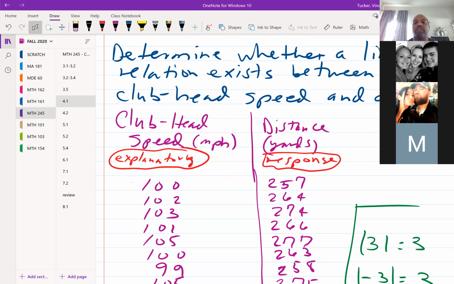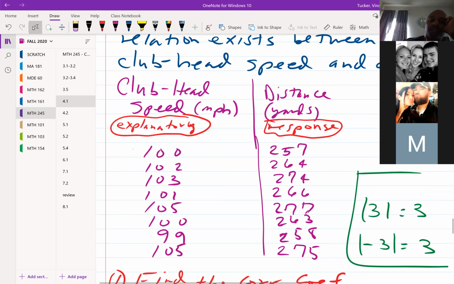Okay, here. Determine whether a linear relation exists between the club head speed and distance. So we have a golfer here, and the reason I wanted to go through this is to give you an example of an explanatory variable versus a response variable. Here we have a golfer swinging his club, and the club head speed is how fast he's swinging the club, and then the distance that the ball travels. So the explanatory variable is the club head speed. The distance the ball travels is the response variable.